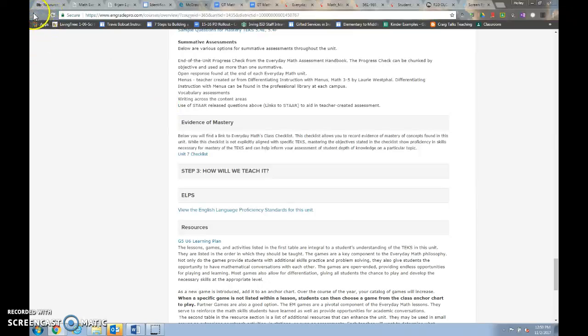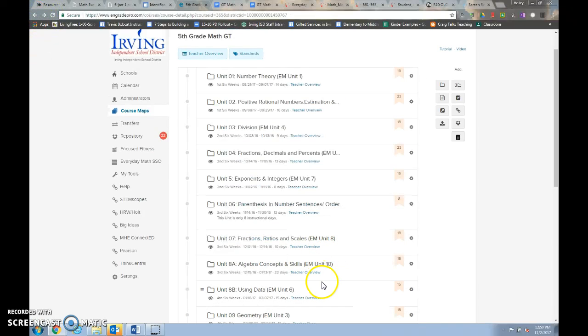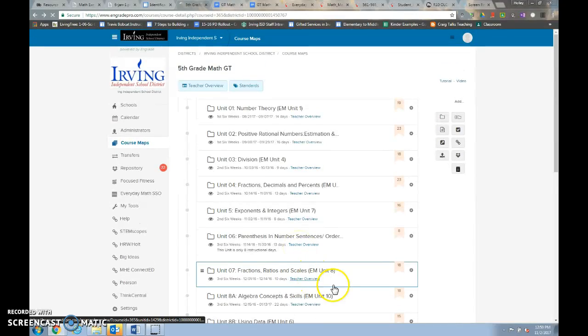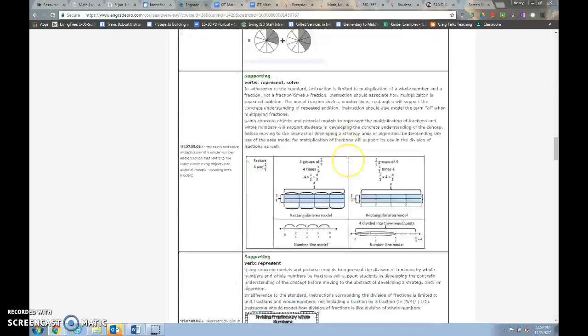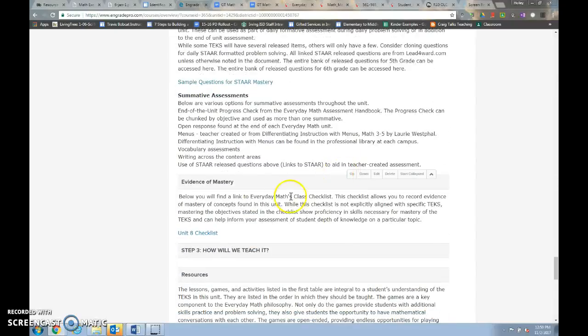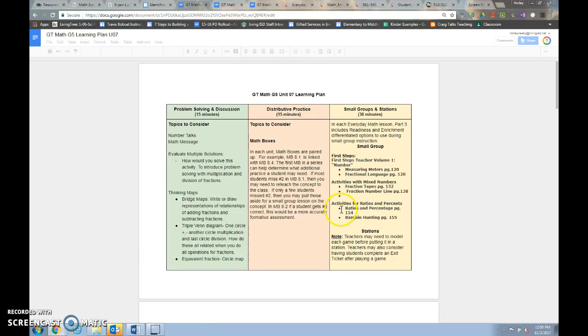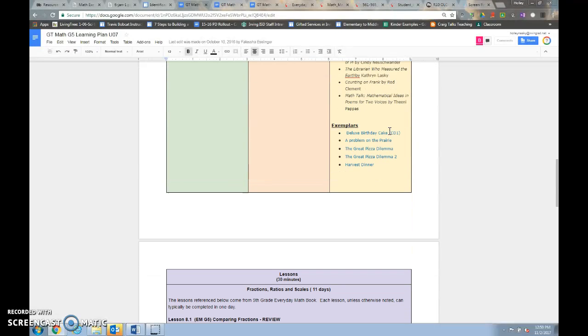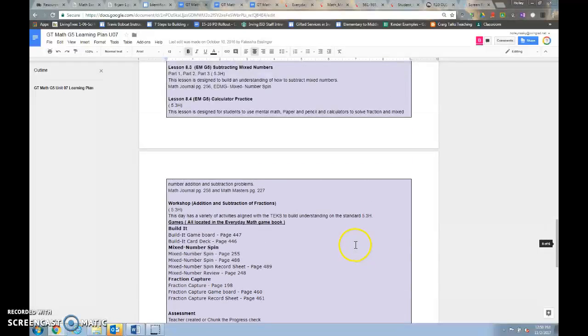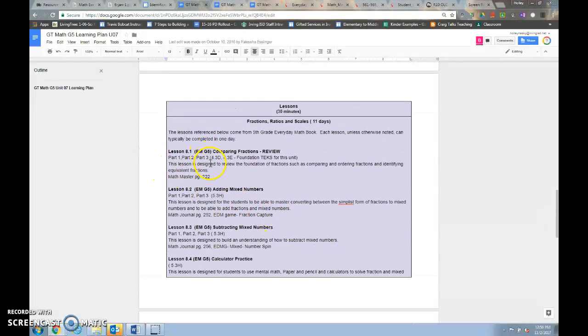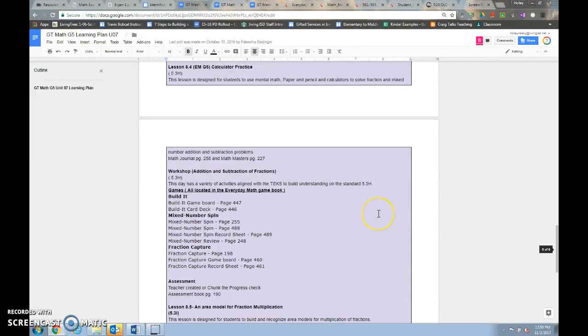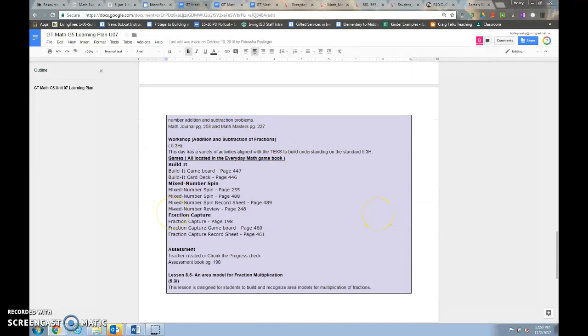Now if I go back, Unit 7 is ratios and scales. Fractions, ratios, and scales. Okay. So here's learning plan for 7. Again, pay attention to what grade level you're in. So these are all grade 5 lessons. 1, 2, 3, 4. Here's a workshop day that they build in for you to practice all these games while you pull groups. And it's all stuff that helps them understand standard 5.3H.